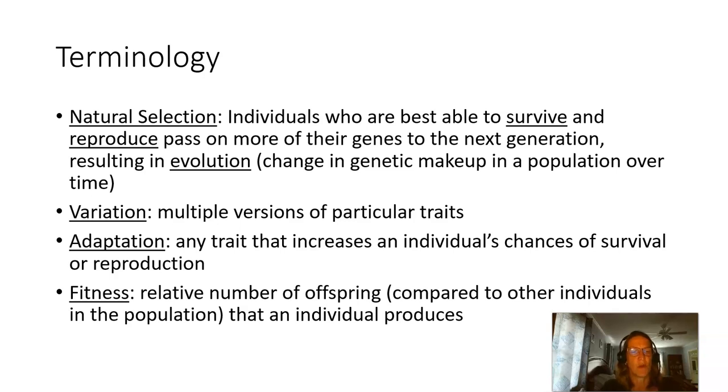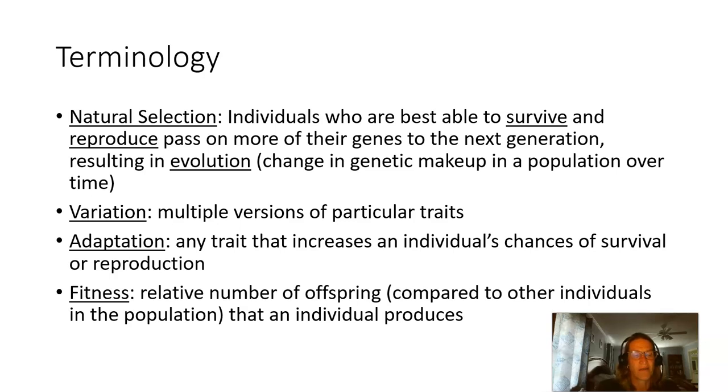Variation, this is a pretty obvious one. Variation just means that there's multiple versions of particular traits. Variation is usually attributed to different alleles for particular traits if the variation we're seeing is genetic variation. And genetic variation is what's most important in terms of natural selection and evolution. Adaptation. Adaptation is any trait that increases someone's survival or reproduction. And any adaptation is going to increase fitness.